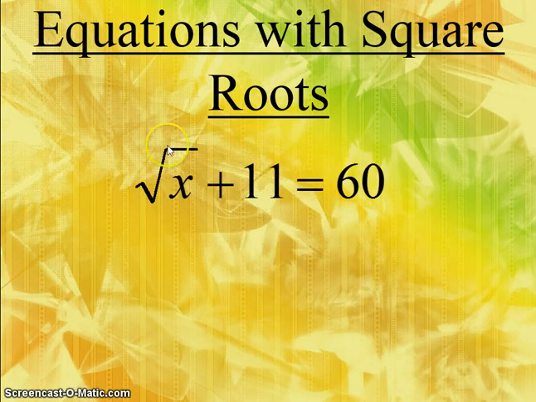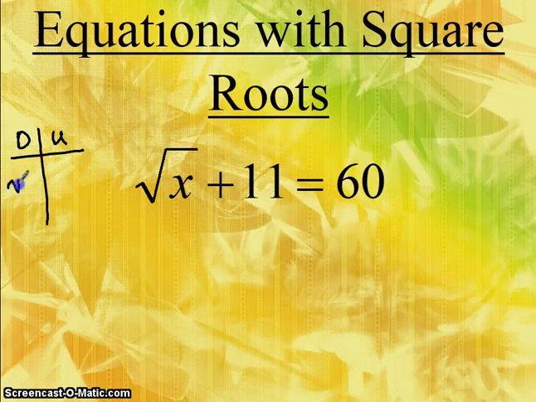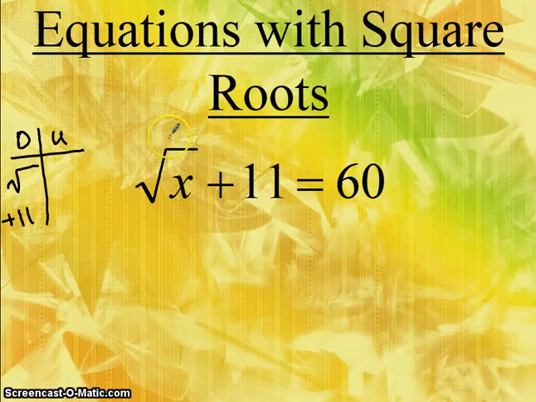The square root of x plus 11 is equal to 60. If we create a do and undo chart, if we knew what x was, we would have to first square root it because that is a grouping symbol, and then add 11. Notice the 11 is not underneath the square root symbol. It's not grouping the 11 with the x.